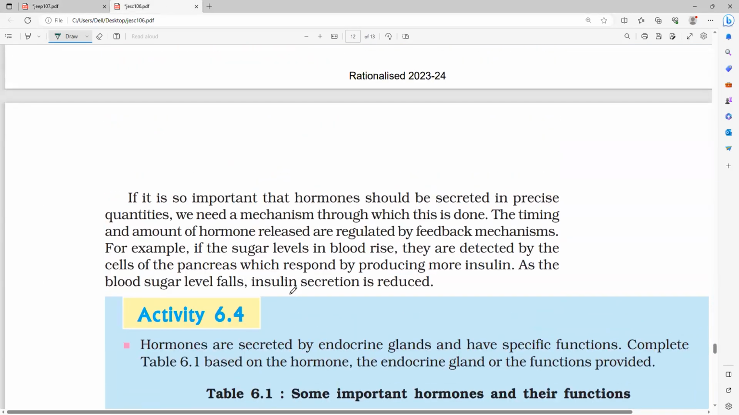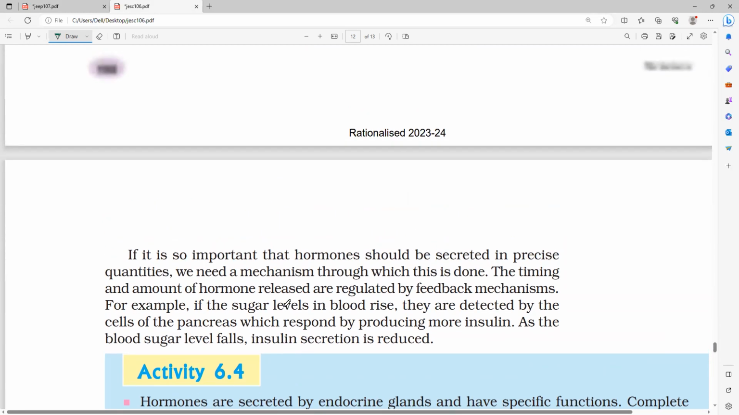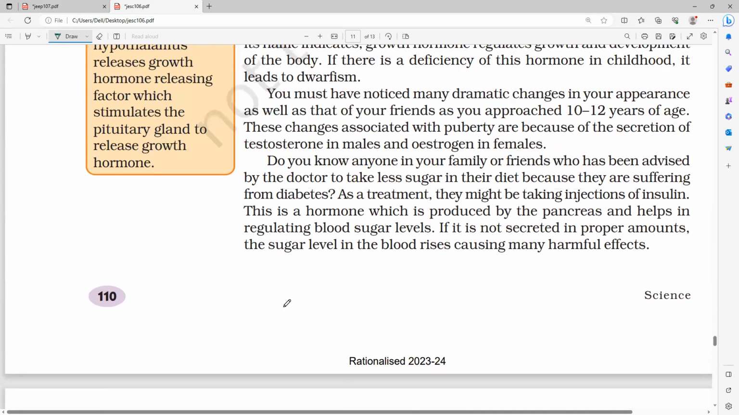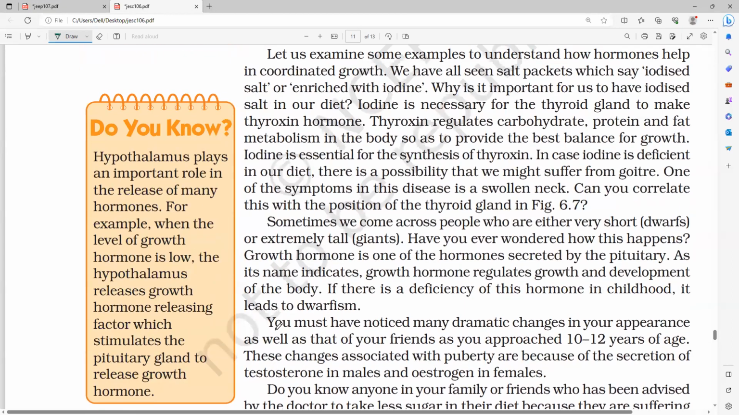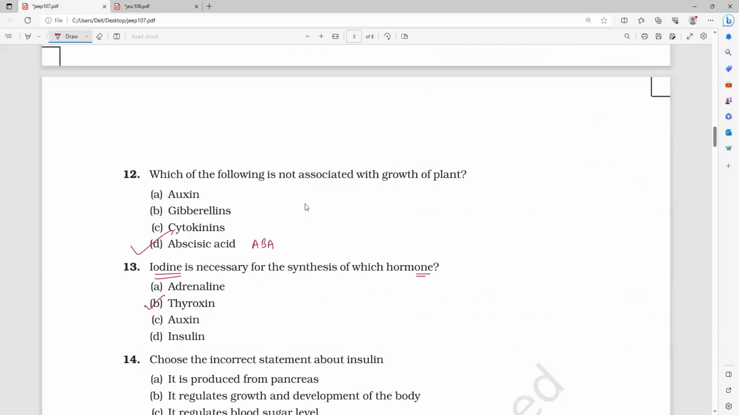Page number where it is there. Look in the book and tell me. Yes, sir, page number 110. First paragraph. Iodine is necessary for the thyroid gland to make the thyroxine hormone. That's what we'll say always. Line to line, word to word, you have to read it.